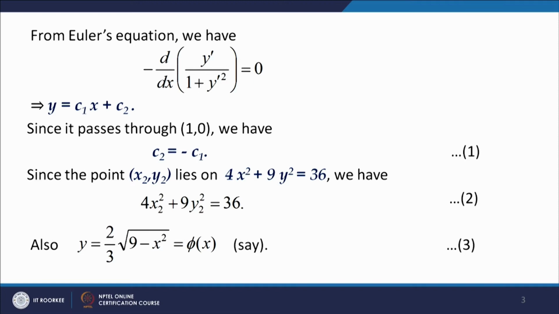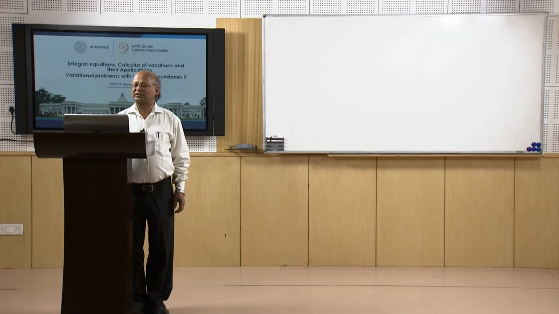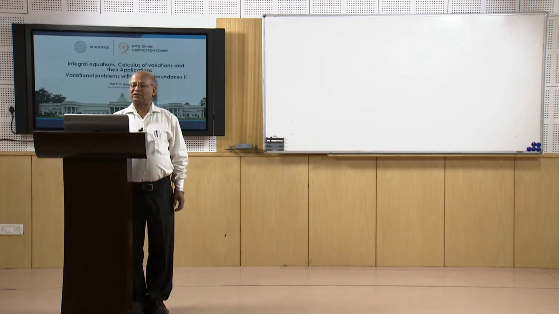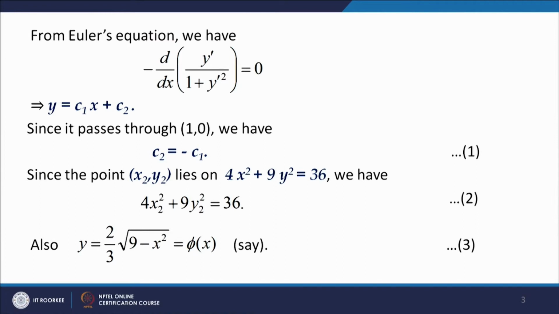Since this line passes through the point (1, 0), which is (x1, y1), we have c2 = minus c1. And since the point (x2, y2) lies on the ellipse, we have 4x2² + 9y2² = 36. Solving 4x² + 9y² = 36 for y as a function of x, we get y = 2/3 under root 9 minus x².